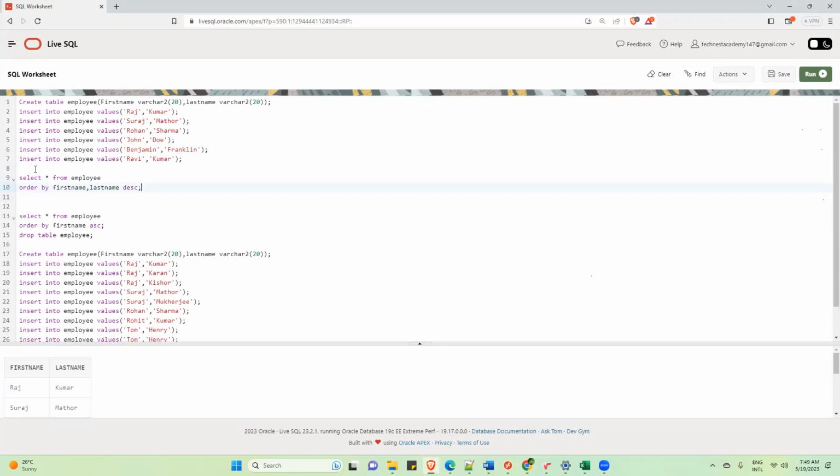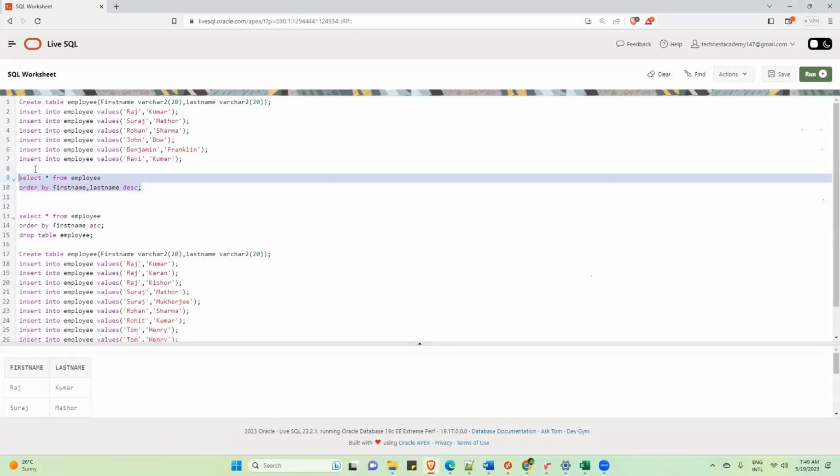First of all, I will not execute this query. Tell me the meaning of this query. So first name will be sorted in ascending order, and if there is a conflict, then we'll sort the last name in descending order. So first name is ascending and last name is descending. Any other thought, anyone? What is the meaning of this query?